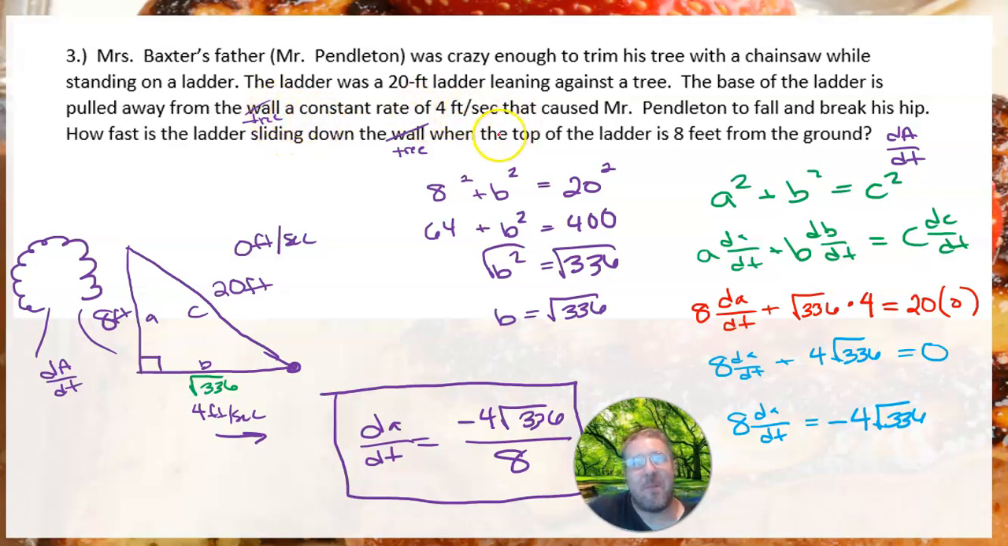At a rate of 4 feet per second, it caused Mr. Pendleton to fall and break his hip. How fast is the ladder sliding down the wall? So we're trying to figure out the speed at which it's... So it looks like we're trying to find dA/dt.